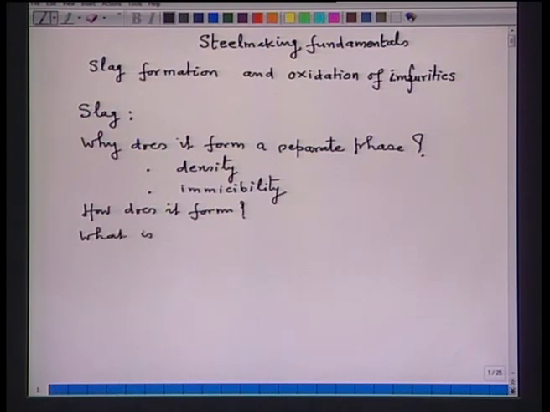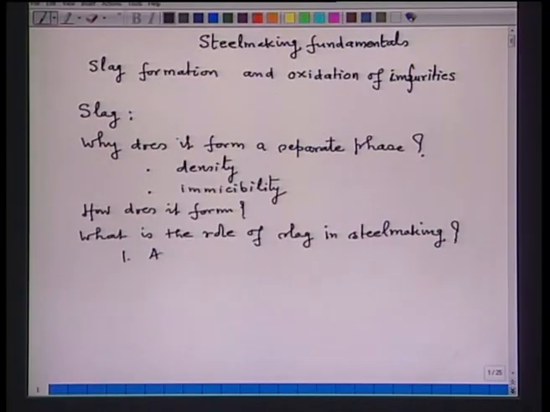Now, what is the role of slag in steel making? In fact, I will say this way: make a slag and slag will make your steel. That is the role of slag in steel making. If an operator does not know how to make a slag, he cannot make steel at all. So the role of slag can be said in just one sentence: make a slag and slag will make your steel. That is the importance of slag.